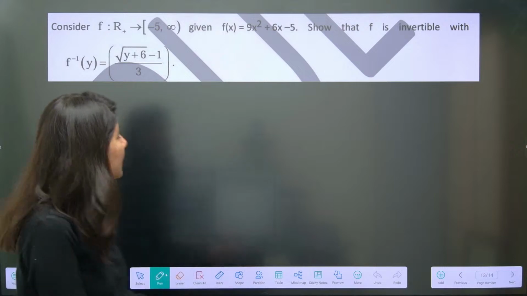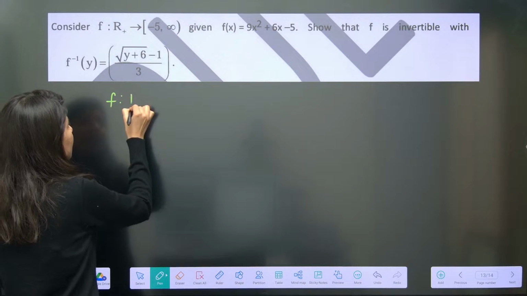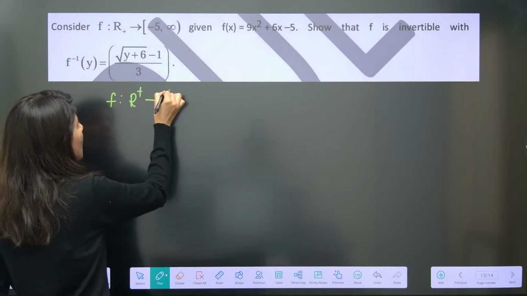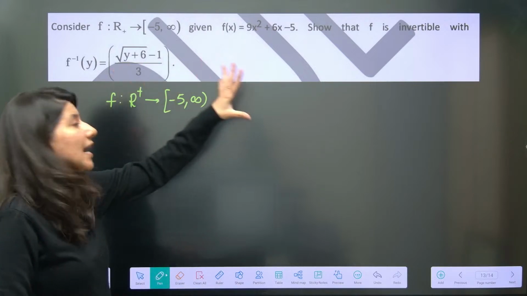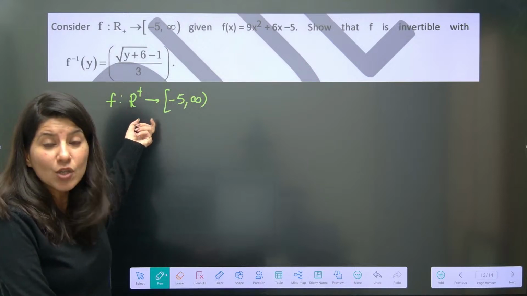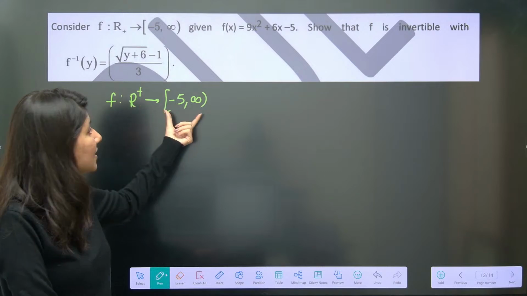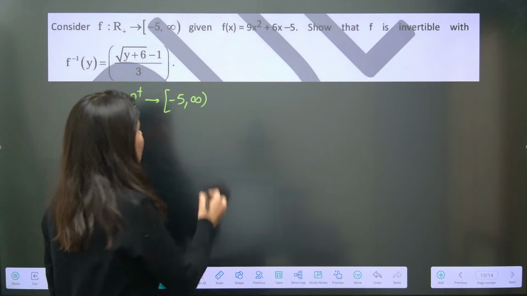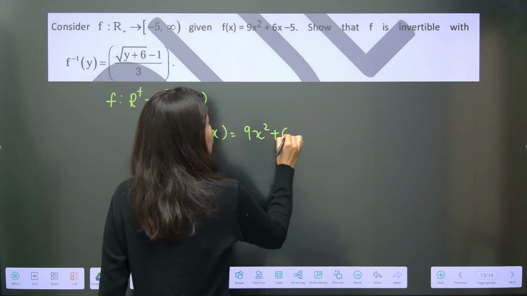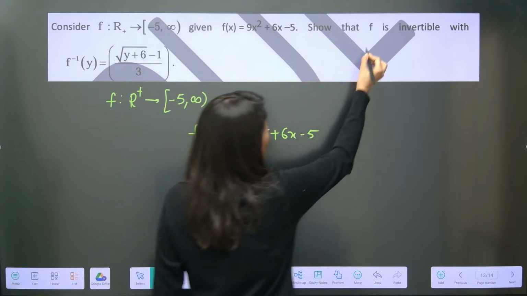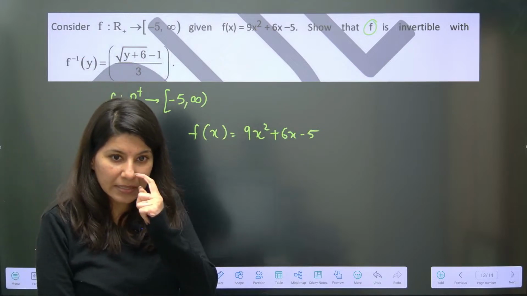This is the question which says: consider f. Now understand, I'll rewrite it for you. f is such that R plus to minus 5 to infinity. This will play a huge role in understanding the function. So your domain, that means your input, is the positive set of real numbers, R plus, and this is the range of the function. f(x) is given as a quadratic, 9x square plus 6x minus 5. Show that f is invertible.